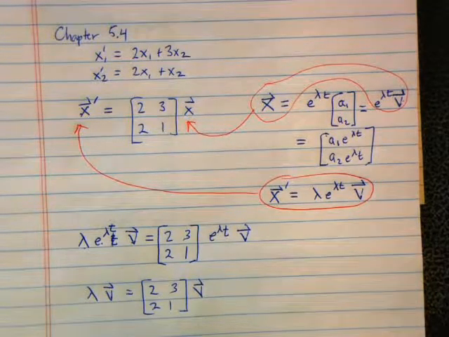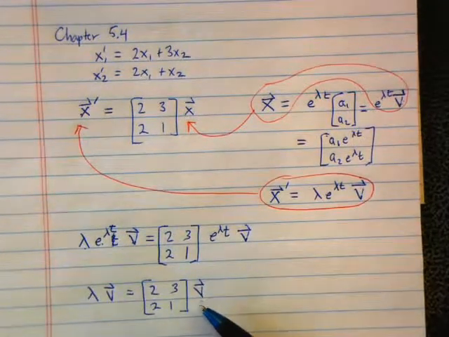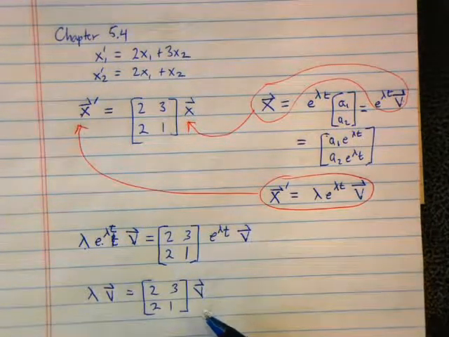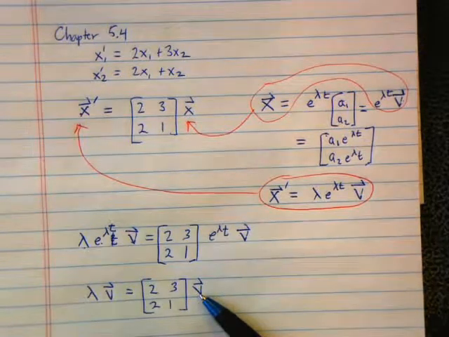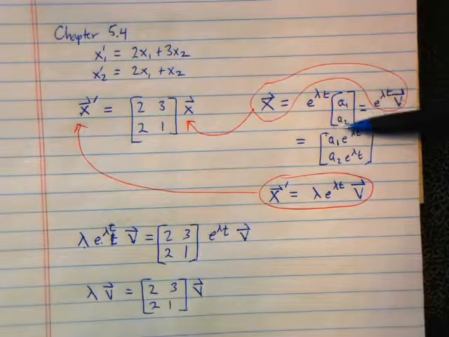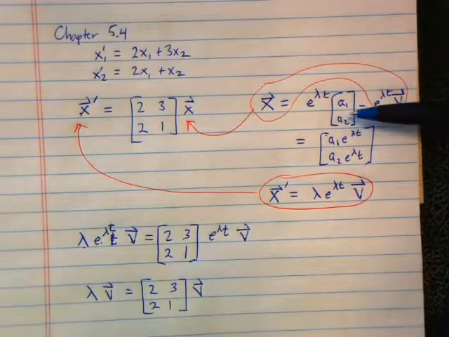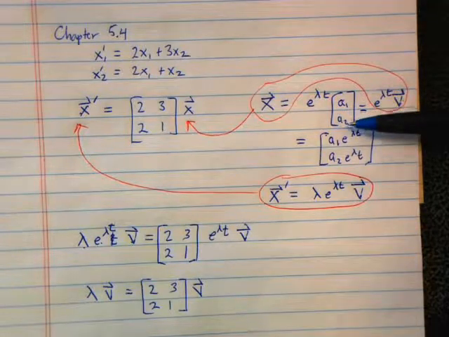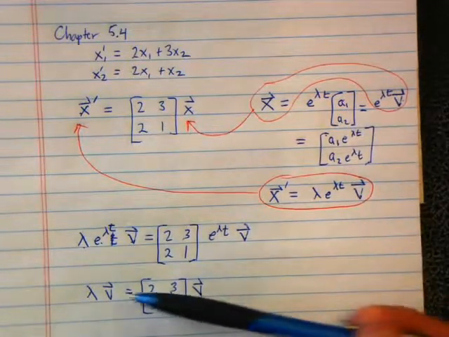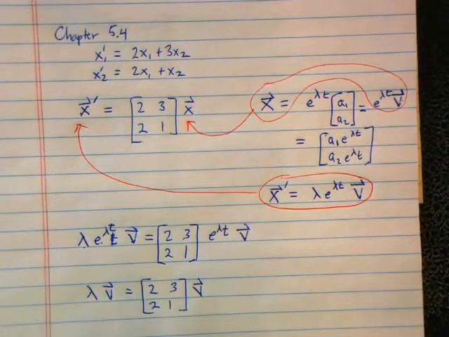No, the reason we can't divide by vector v is because it's technically a matrix. Vector v is a matrix, and I can't divide by a matrix. I can't take the inverse of this matrix, unfortunately. Why not? Because this matrix is a 1 by 2 matrix. In order to have an inverse, the matrix has to be square. So I can't divide by matrix V, and I also can't multiply both sides by matrix V inverse.